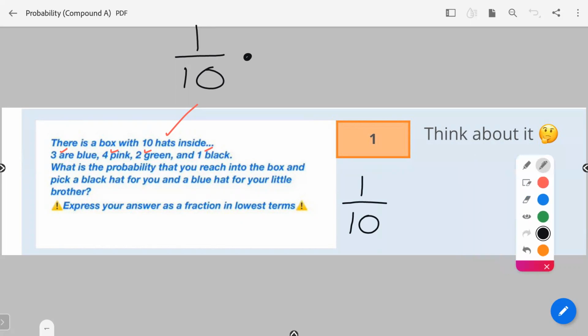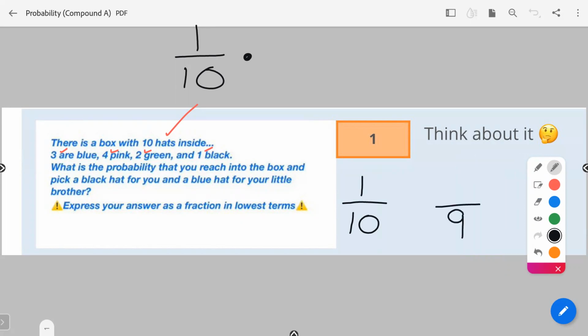So now there are not 10 hats left in this box. There are only 9 hats left in the box because I just took one of them out, the black one. So now the probability of me reaching in there and pulling out the hat for my little brother that is blue, I go and count how many blue hats are in this box, and there are 3.